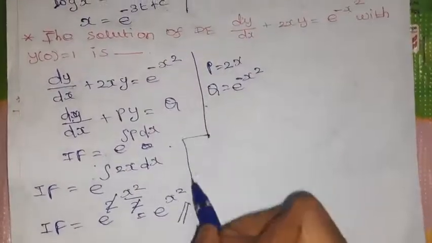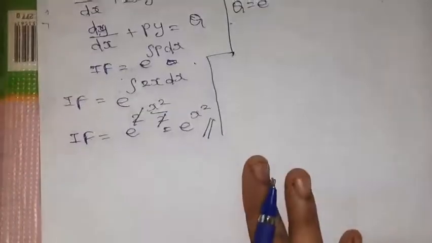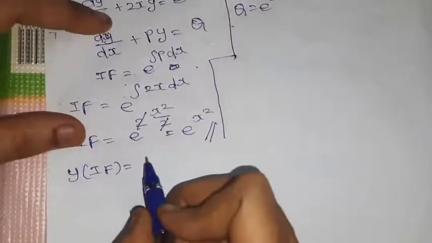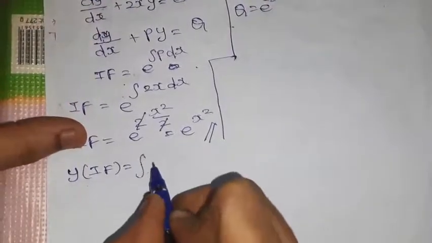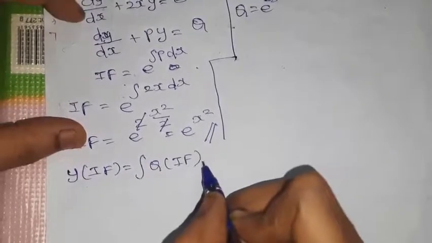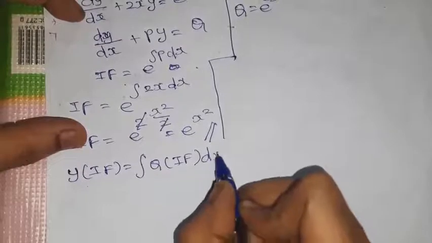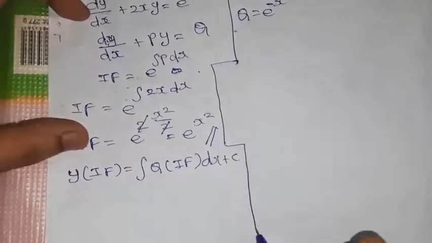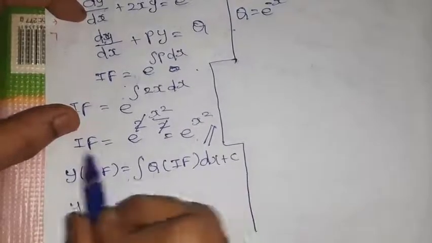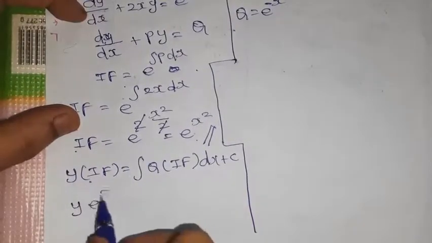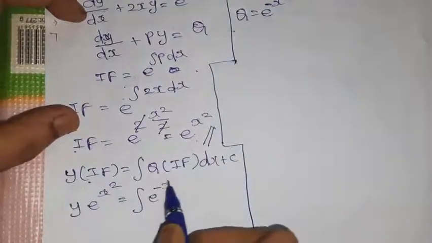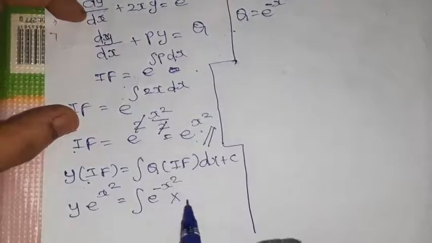Now next, what is the solution? How to find out the solution? Y into integral function equals, this is the general solution for this type, integral q into integral function into dx plus c. So this is the general solution. Then y into integral function equals e power x squared into integration of q, which is e power minus x squared, into integral function e power x squared.